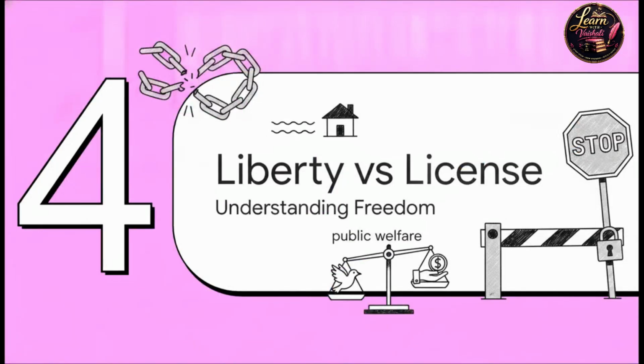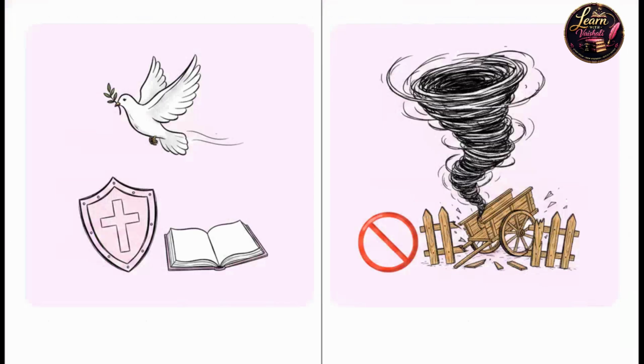Let's look at Section 4, Liberty versus License, Understanding Freedom. People out in the world often use the word freedom super casually, but in political science, we have to be highly specific with our terminology. There is a huge difference between liberty and license. Think of liberty as a mathematical equation. It equals your rights plus your responsibilities. You can live as you choose, but strictly within the boundaries of the law, ensuring you don't harm anyone else.